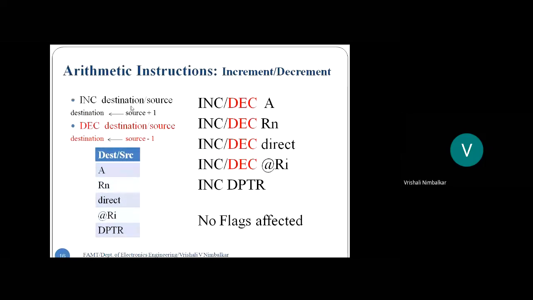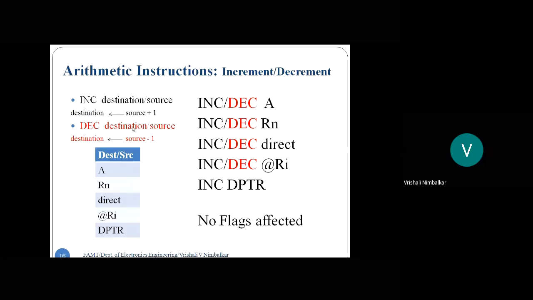See, I have written destination / source, which means whatever you write here, register, memory address or pointer, that is the source as well as the destination. Right? So for increment, whatever you have written here acts as a source. The data from the source is incremented by 1, which means 1 is added to the data and it is stored back in the destination.